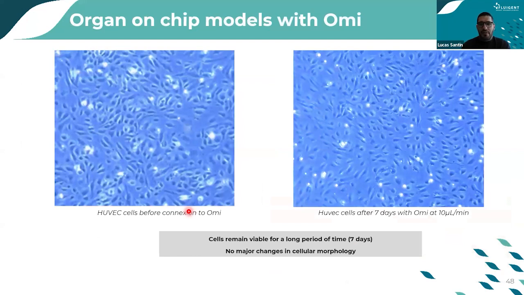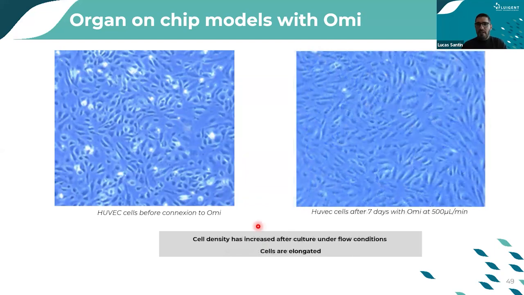After 7 days under OMI recirculation at 10 microliter per minute, we can see that the cells remain viable, but we cannot observe major changes in cellular morphology. It looks a bit cleaner, so some of the dead cells and some debris were removed, but the cell morphology remains the same. Whereas at 500 microliter per minute, we can see that the cells started to elongate, and they are starting to follow some patterns, and they start to get oriented alongside the flow.